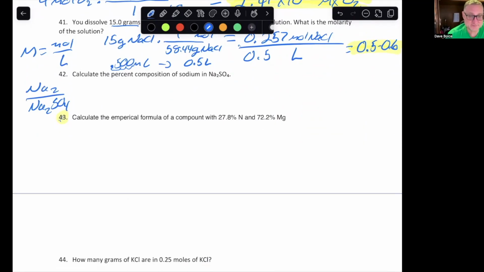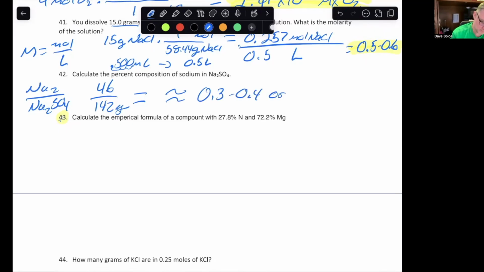So anyway, in this one, that's going to be 2 sodiums. That's going to be like 46 divided by Na2SO4, which is 142 grams, which should be about 0.3 to 0.4 or 30 to 40%.